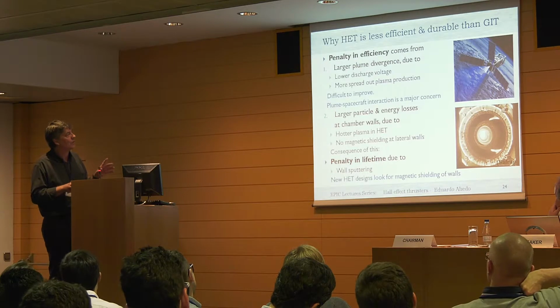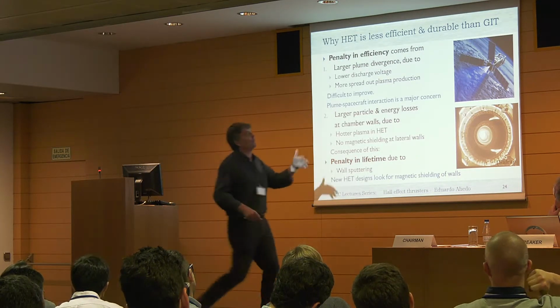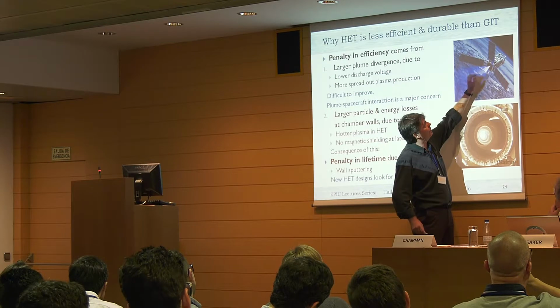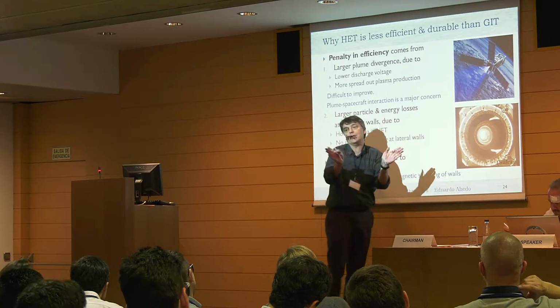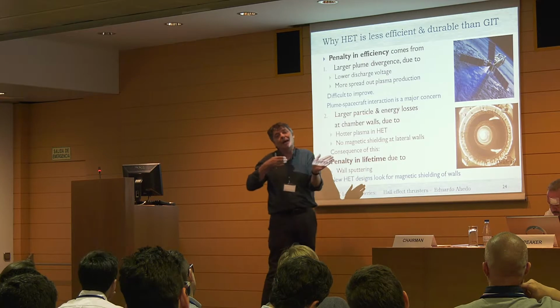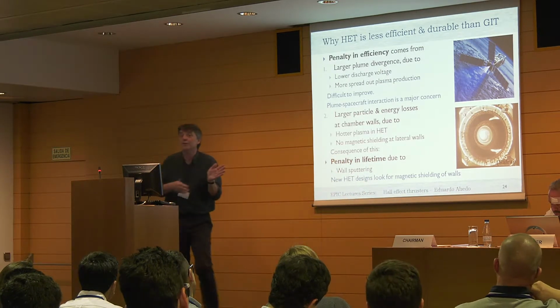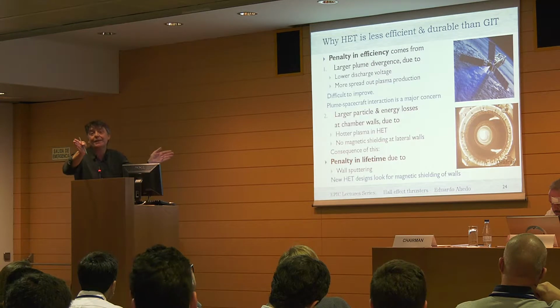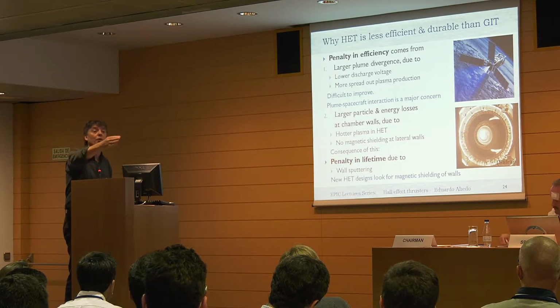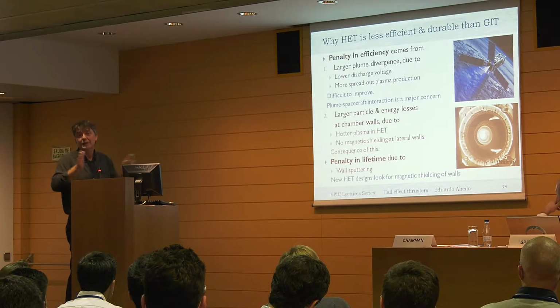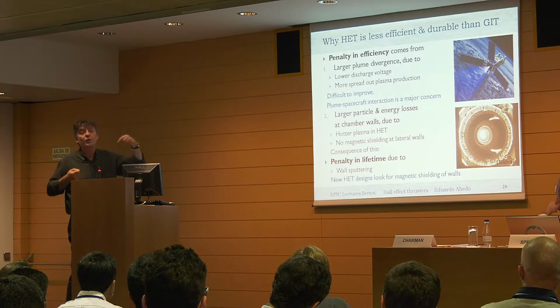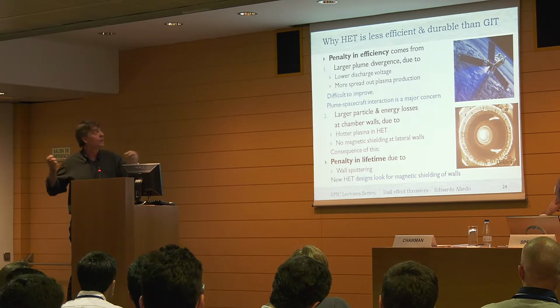Larger plume divergence. So here, this would be the plume that we have from a certain electric thruster. The higher the divergence, the less axial thrust we are having. If part of the energy we are giving to the ion is radial and not axial, it is not going to be thrust. So this is why we have a penalty in efficiency. And why is that? First, because we have lower discharge voltages, so the energy of the ions is lower. It's easier to deflect them sideways because of the lower discharge voltage, 300 instead of 1,000 volts.